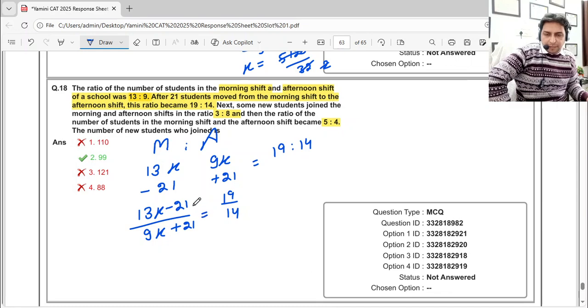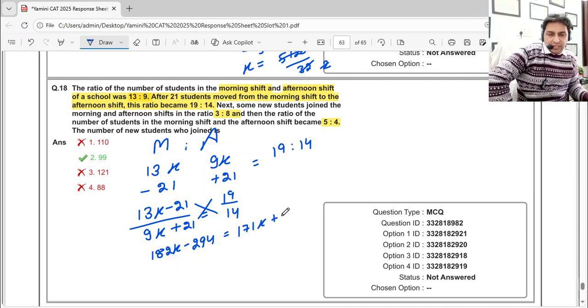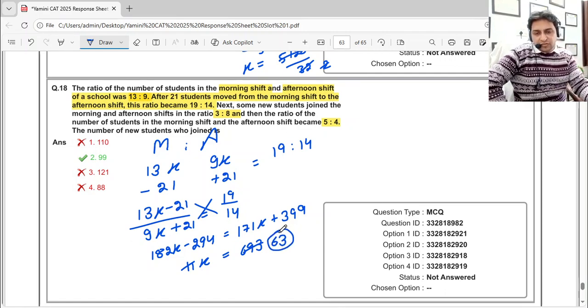Do a cross multiply. 13 into 14, sorry, that's right, that is 19 is to 14. So if we just do the calculations, we get 182x minus 14 into 1 is 14, 14 into 9 is 126 and 1 is 129, that is 19 into 9 is 171x plus 19 into 21 is 399. So we got 182 minus 171, that is 11x. If you add all of them, that's 400. 693. The value of x comes out to be 63. So the value of x comes out to be 63.